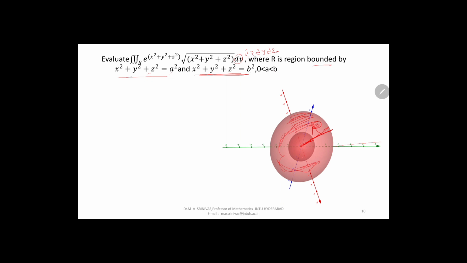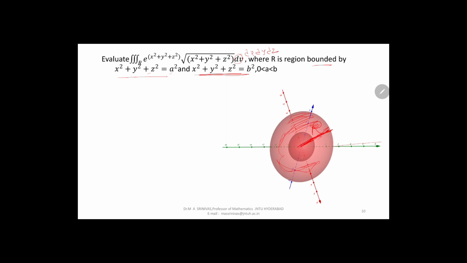Assume that there are two balls, one inside the other, concentric, with the same center. Imagine those two balls, and from the origin assume that there is one line going out. In between the two balls there will be some region. That is your region of integration. So this is for finding the limits.